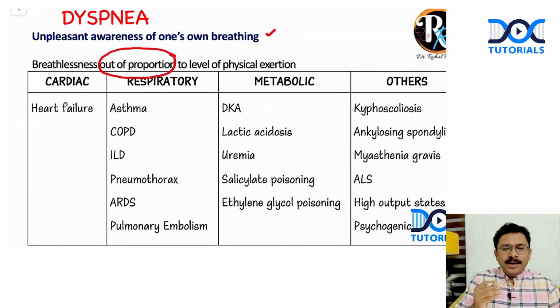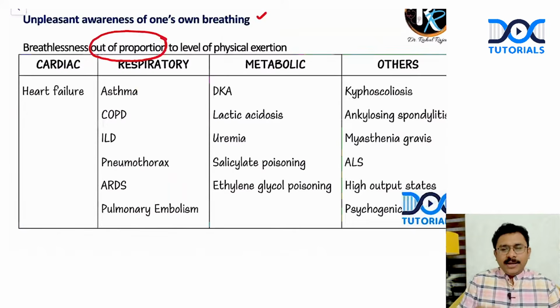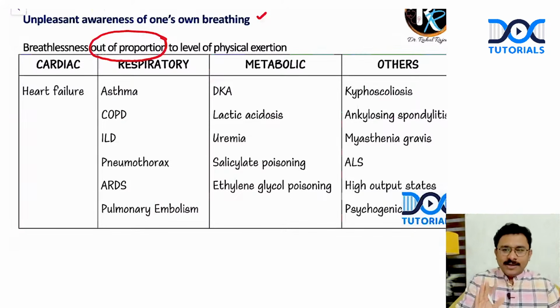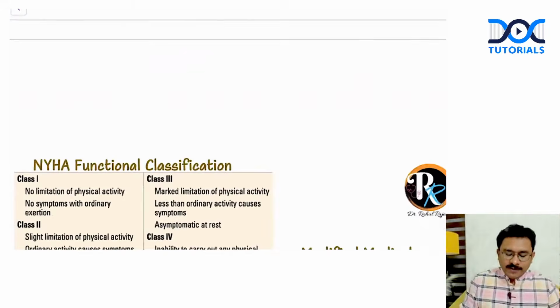Respiratory: asthma, COPD, interstitial lung disease, pneumothorax, acute respiratory distress syndrome, pulmonary embolism. Metabolic conditions like diabetic ketoacidosis, lactic acidosis, uremia, salicylate poisoning, ethylene glycol poisoning. Then others: it could be skeletal problems like kyphoscoliosis, ankylosing spondylitis, neuromuscular problems like myasthenia gravis, amyotrophic lateral sclerosis, high cardiac output states like anemia, thyrotoxicosis, beriberi, and it could be even psychogenic as well. This list should be at your fingertips. Very, very important. As I said, whatever I am teaching you today, all the points, it has to be at your fingertips. Very, very important.